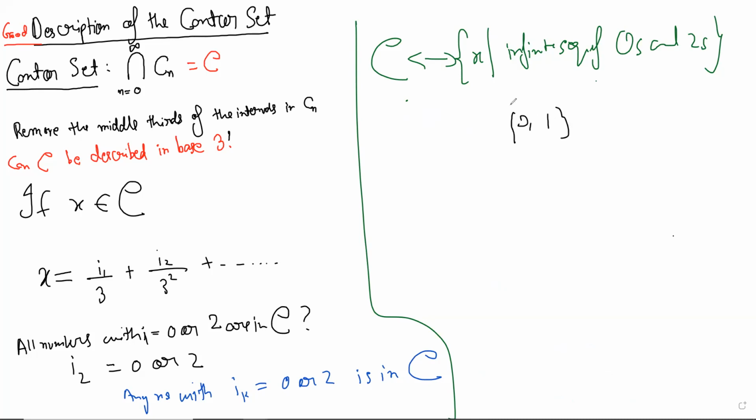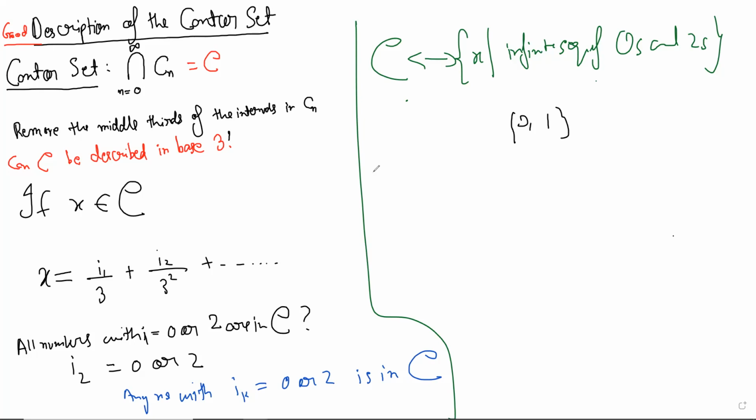sequences of zeros and ones are uncountable, right? That's what the real numbers between 0 and 1 are. That is a sequence of zeros and ones, and that is uncountable. So for the same reason, sequences of zeros and twos should also be uncountable, right? So C is uncountable.